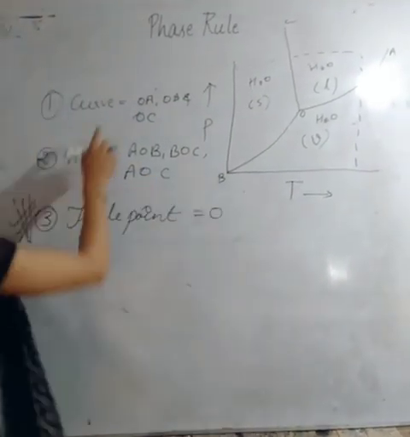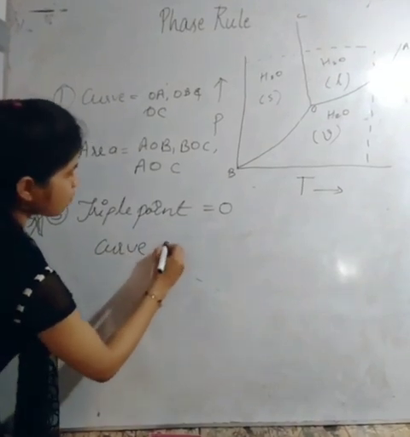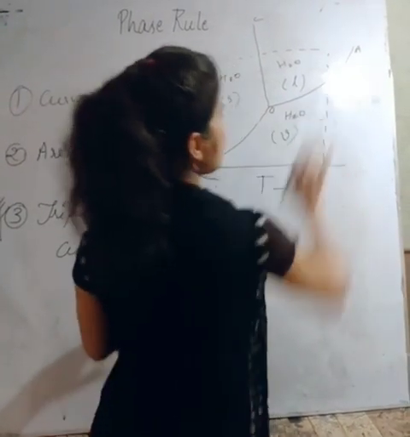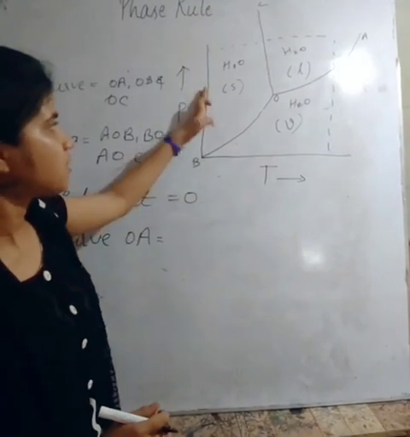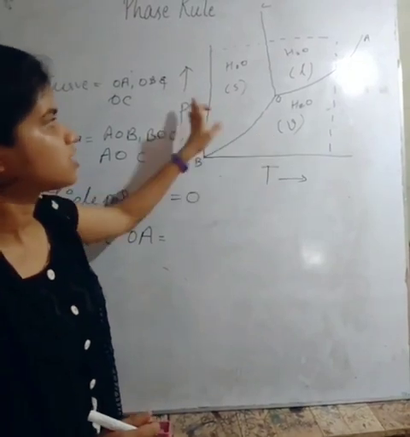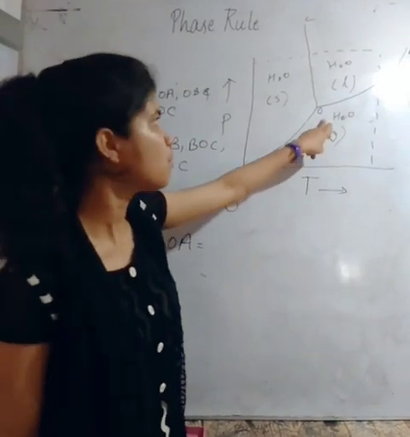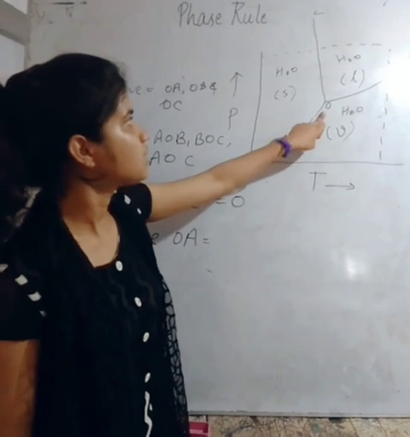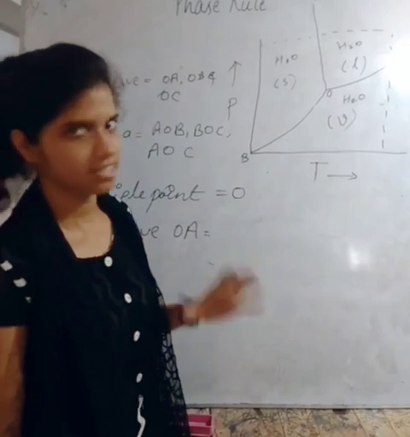Let us see in the curve. First, we take the OA curve. In this OA curve, we observe a temperature and pressure graph, or we can say a vapor pressure variation graph, which depends upon the temperature-pressure representation. In this, the initial point is O and the final point is A. At the initial point, it exists in a solid state, in an ice state.